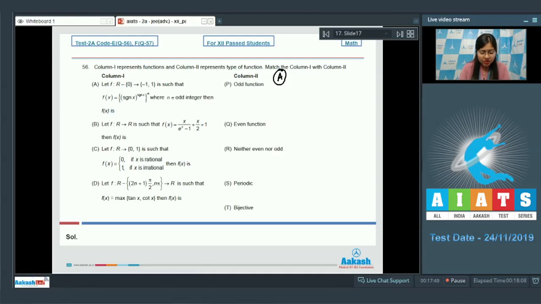So x cannot take value 0. So if x is greater than 0, then value of signum x is 1. So f(x) will be equal to 1 raised to the power 1. So that is 1. And for x less than 0, as signum of x will be minus 1, it is minus 1 raised to the power n. As n is odd, so it will be minus 1. So the graph of the function is something like this. For x greater than 0, value is 1, and for x less than 0, value is minus 1.